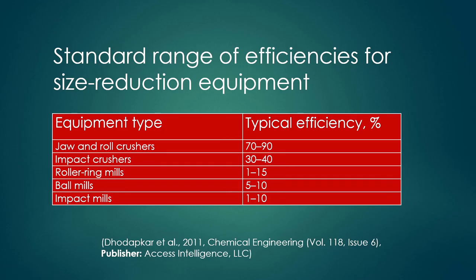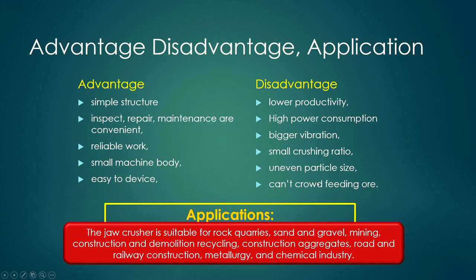Next, you will see some standard range of efficiencies for size reduction equipment. All the equipment that is used will have an efficiency within a certain range. Jaw and roll crushers have a typical efficiency of 70 to 90%, impact crushers 30 to 40%, roller ring mills 1 to 15%, ball mills 5 to 10%, and impact mills 1 to 10%. So, these are the typical efficiencies of size reduction equipment, and you will also see some advantages and disadvantages of that equipment.